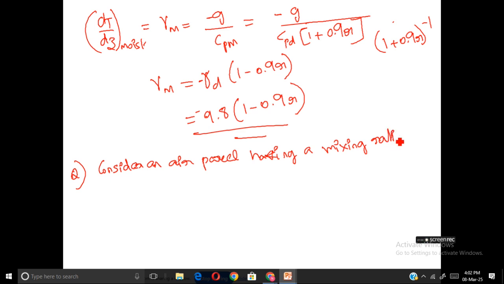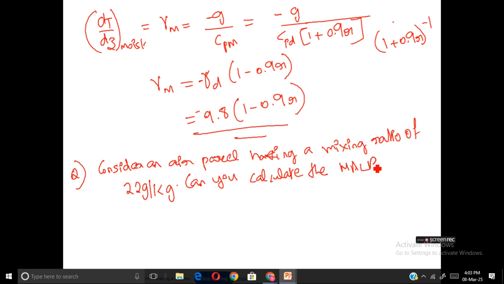of 22 gram per kilogram. Can you calculate the moist adiabatic lapse rate for this parcel?